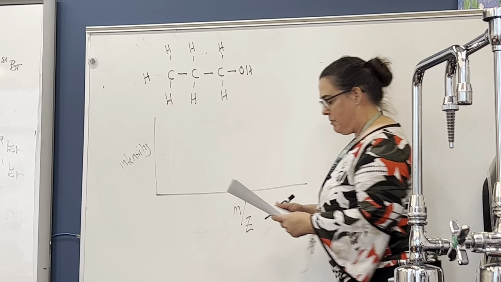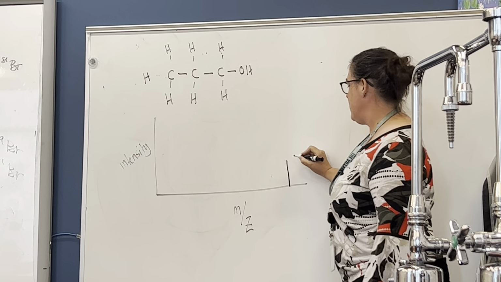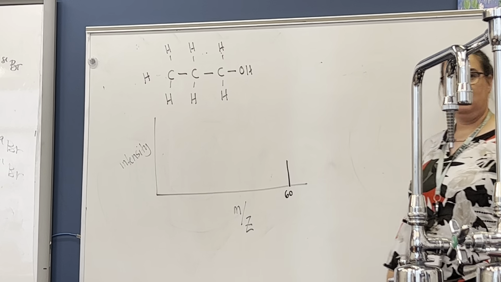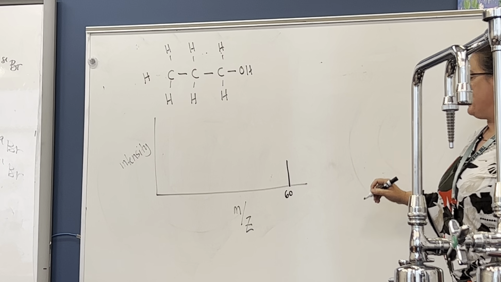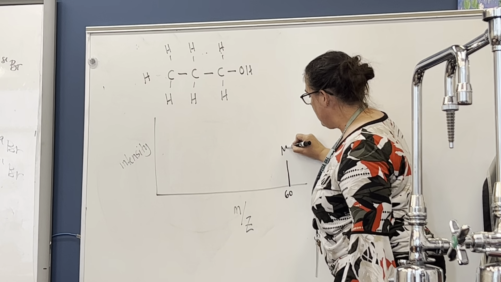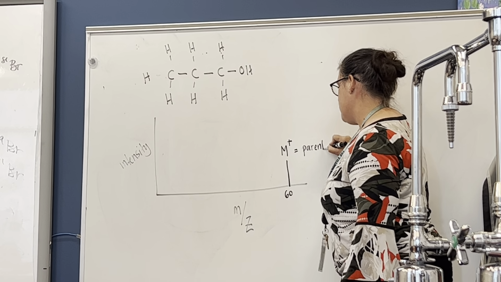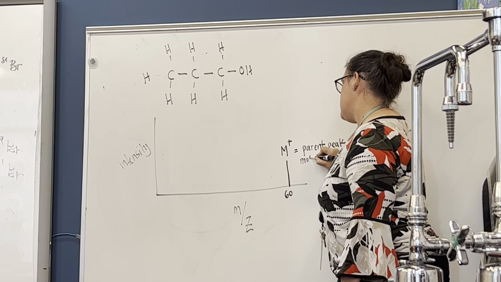So for this particular molecule, what you're going to find is that the biggest mass peak is found at a mass of 60. The peak that is farthest to the right is almost always referred to as the parent peak, or the molecular ion peak. That's what the M stands for.